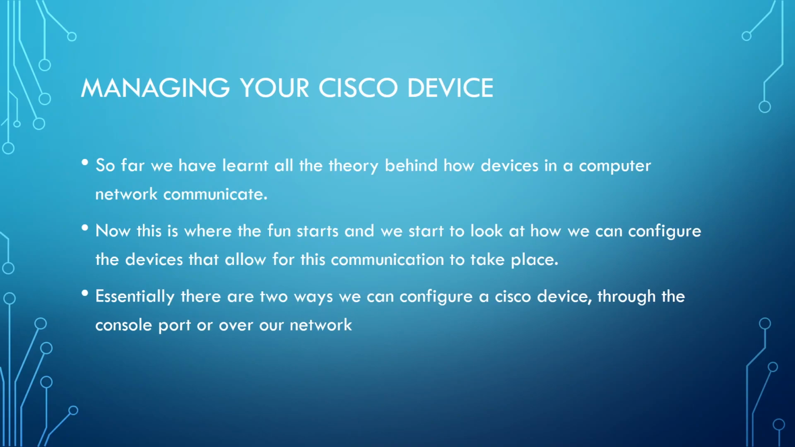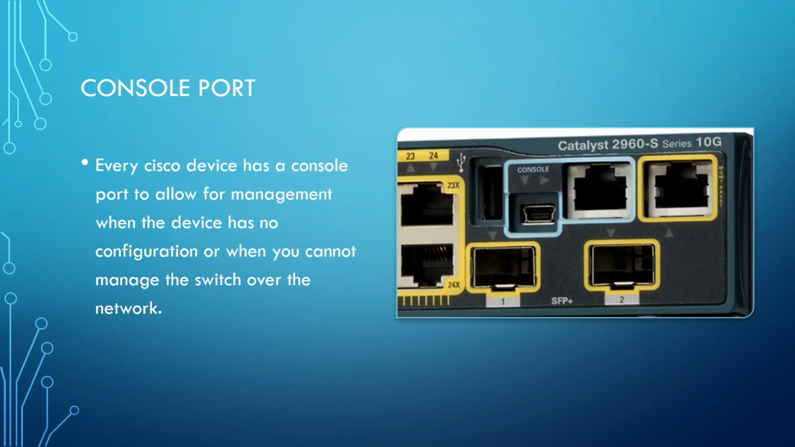Now, just to set the scenario, imagine that you've just purchased a Cisco device, it's arrived at your house or at your workplace, and now you want to be able to interact and configure that Cisco device. Well, the way to do that is that we would use a physical connection. So we would run a console cable from our laptop or computer into the console port of the Cisco device.